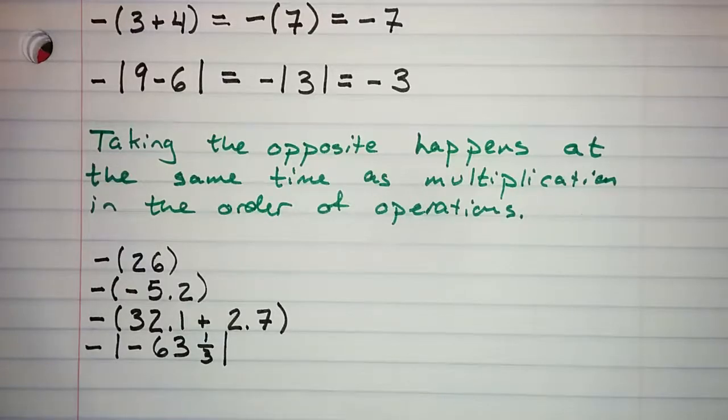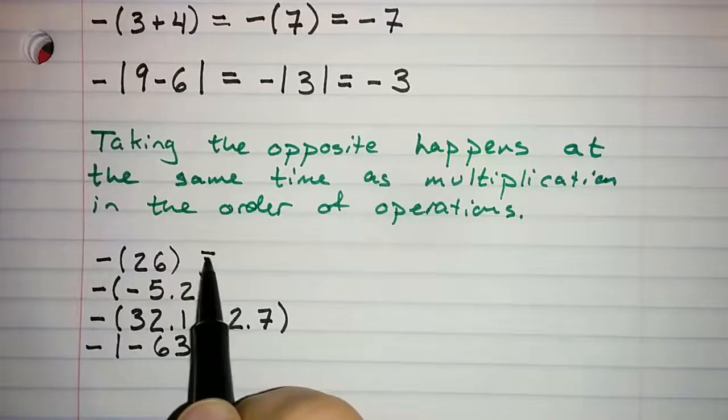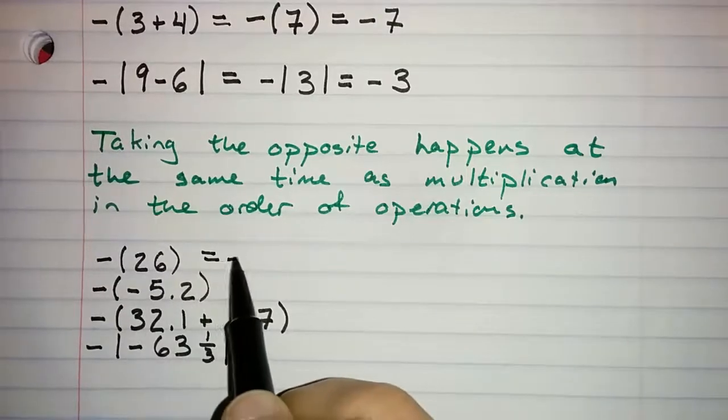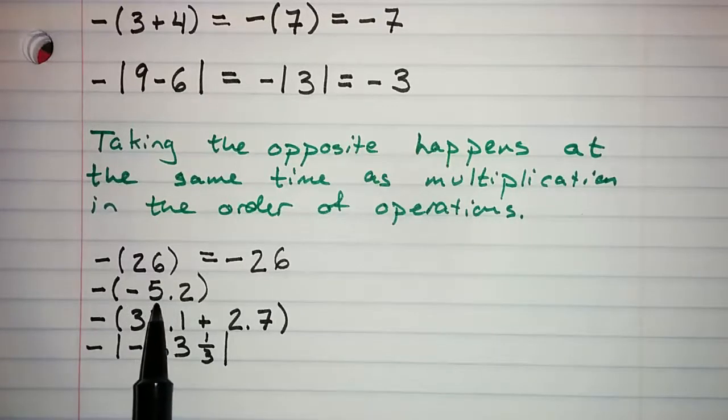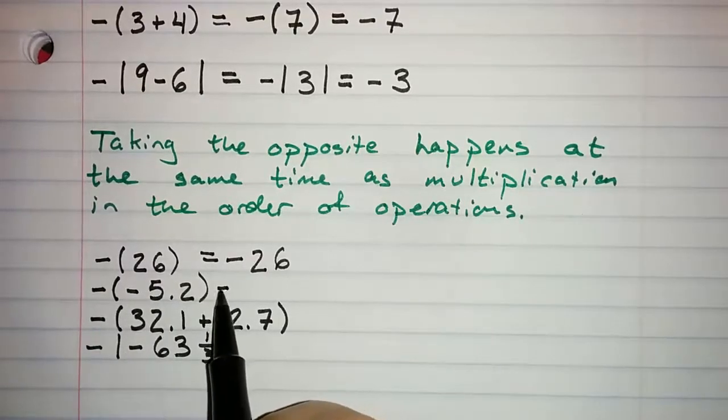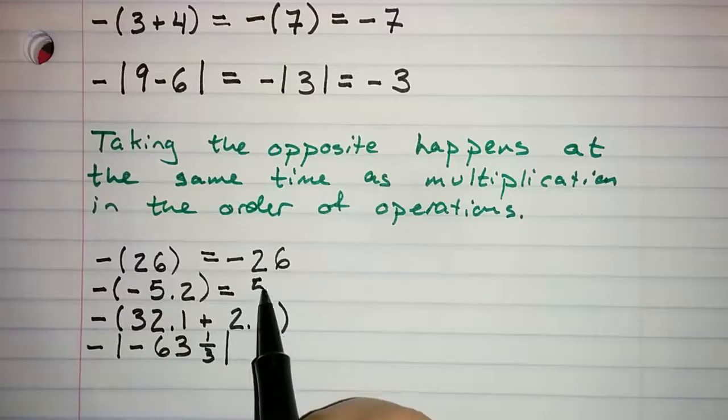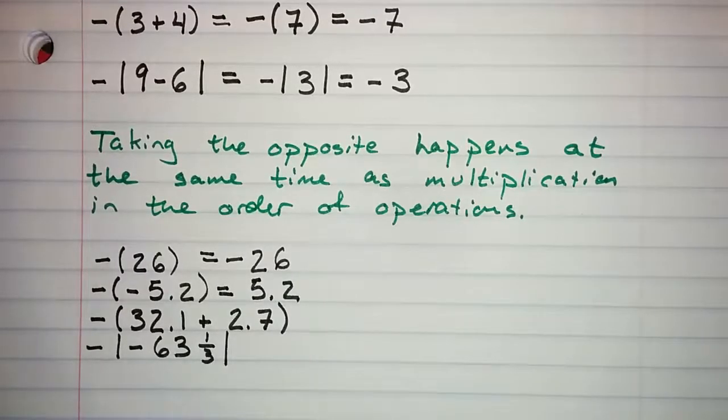All right, so the opposite of positive 26, this is positive, its opposite will be its negative version. The opposite of negative 52, this is negative, so its opposite will be the positive version.